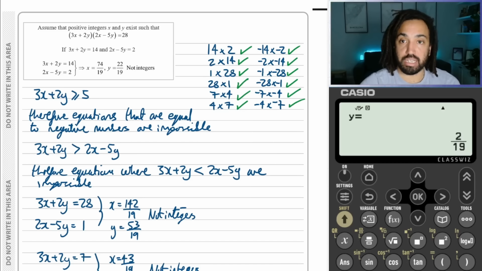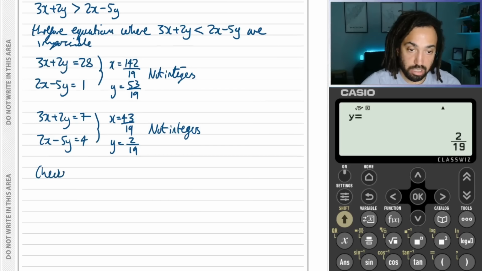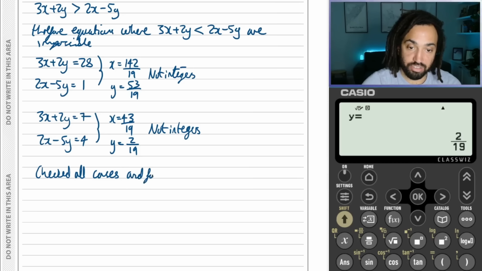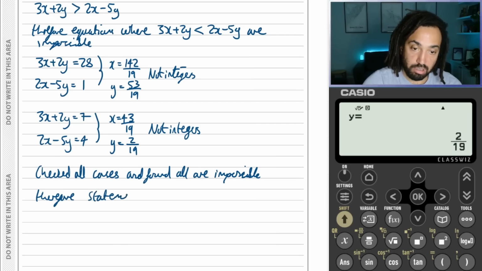So we can say that we have checked all cases and found that all are impossible. Therefore, the statement is proved to be true.